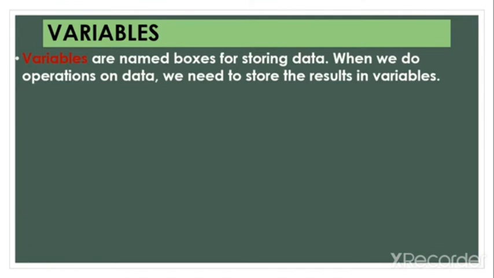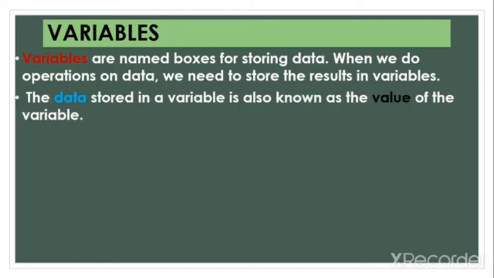When we do operations on data, we need to store the results in variable. So ஒரு dataவை store பண்றதுக்கு we need some container. That container is a variable. After the process also we have to store the result. To store that result also we need a variable. So variable is nothing but it is used to store the data. Data stored in a variable is also known as the value of the variable. So whatever data stored in a variable, that is called as value.